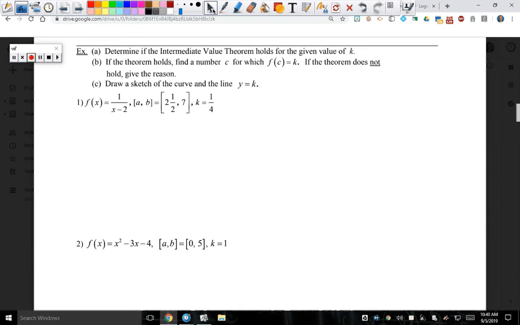So, your instructions are this. Determine if the intermediate value theorem holds for the given value of f. If the theorem holds, find a number c for which f of c is equal to k. If the theorem does not hold, give the reason why. You could say because f of a did equal f of b, or you could say f of x was not continuous on the interval, just different things. And then we want to draw a sketch and actually go through. Okay? A lot of points up for grabs right now.